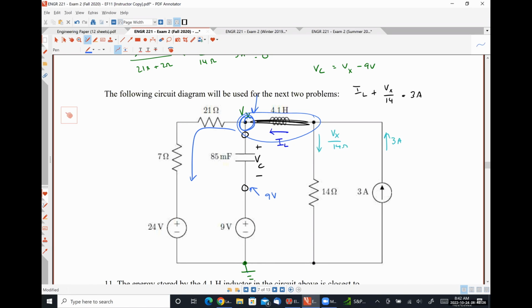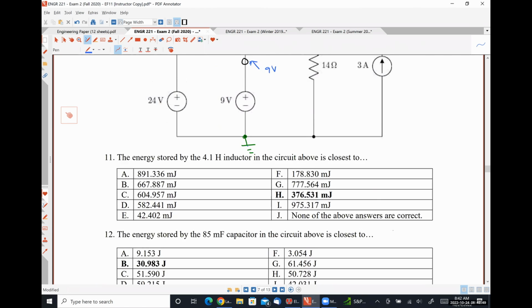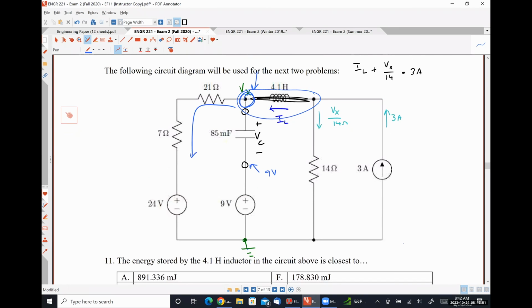Should probably be 52. Sound about right? Maybe, I don't know. Divided by those resistors gets you IL. And then you could just do KVL around this leftmost loop to find VC. So sure, nothing remotely wrong with that. In fact, if I were doing 11 first and then 12, that seems like one of the easiest ways to do it. You could always also just do mesh.